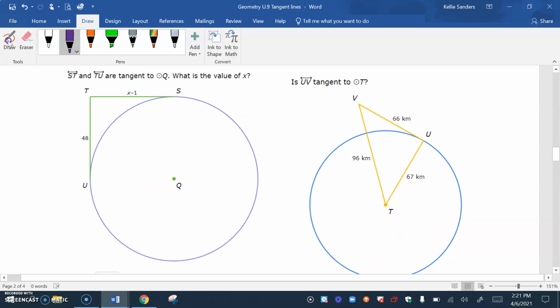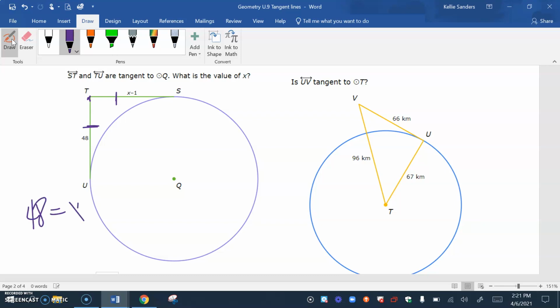ST and TU are both tangent to circle Q. If that's the case, and they meet at the same point, then both tangents are congruent to each other. So 48 is the same as x minus 1. What is the value of x? Well, we're going to add 1. And x is 49.